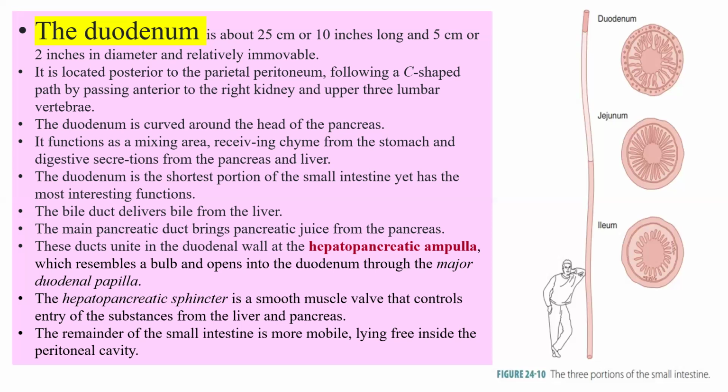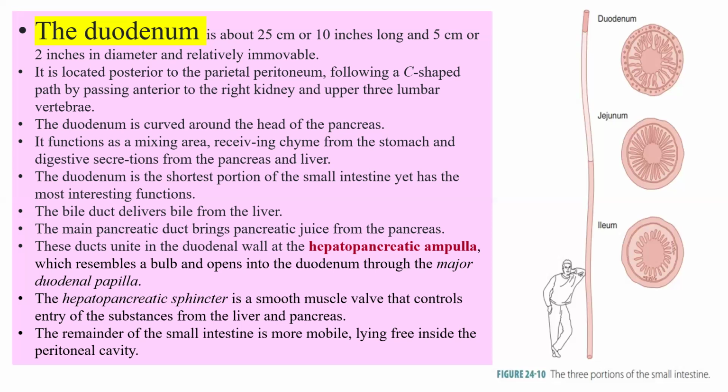The bile duct delivers bile from the liver. The main pancreatic duct brings pancreatic juice from the pancreas. These ducts, the pancreatic duct and bile duct, unite in the duodenal wall at the hepatopancreatic ampulla, which looks like a bulb and opens into the duodenum through the major duodenal papilla.